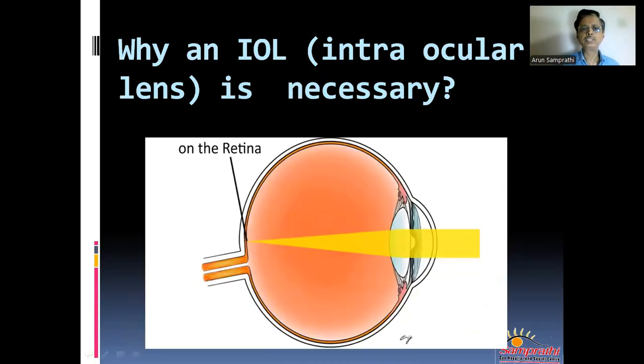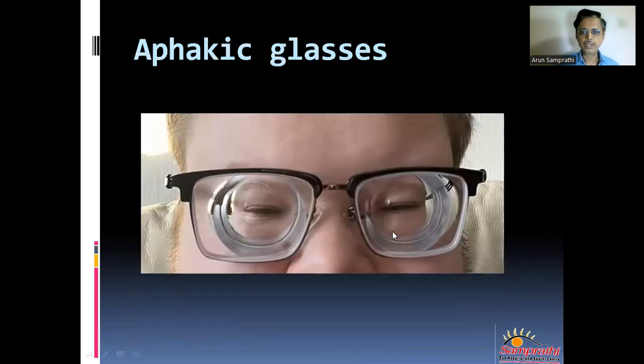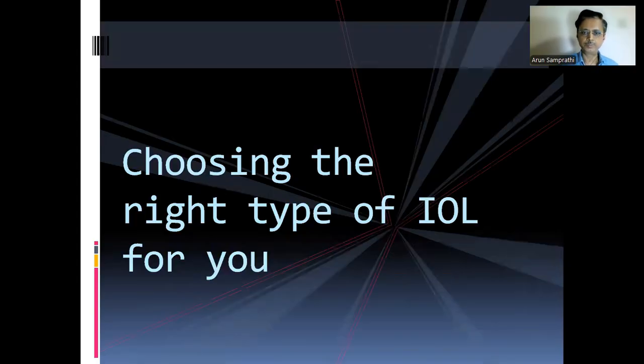Why is an IOL necessary at all? The natural lens which God has given us helps to focus the rays of light exactly onto the retina like this. Whereas when we remove this natural lens, this condition is called aphakia. And if the lens is not implanted, you will need thick glasses like this to be worn all day. All your activities will require very thick glasses if you are not going for an intraocular lens. Whereas implanting the intraocular lens will reduce your dependency on glasses.